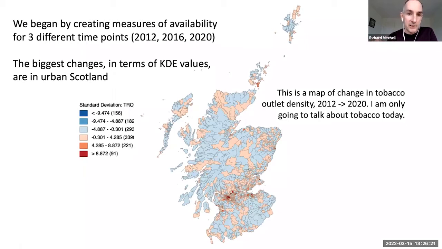This is a Scottish-based project. This is a map of change in tobacco outlet density between 2012 and 2020, and I'm only going to show the tobacco stuff today. The redder areas are those which have experienced greater increases in tobacco retail outlet density. What we find when you look at the whole of Scotland is that the most interesting things in terms of changing KDE values are in urban Scotland. And we're going to have a quick look at Glasgow.